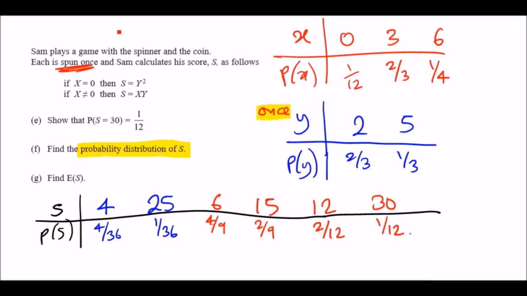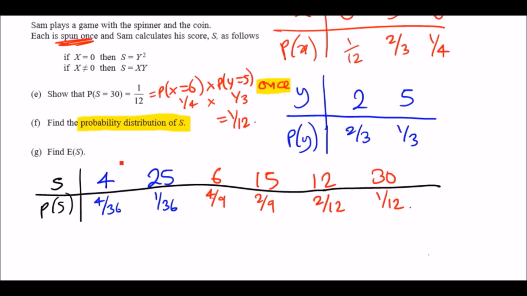So show that the probability s is 30. Well, just to actually show it, just say probability x equals 6 times probability y equals 5, and just fill out the numbers. So this was 1/4 times, y equals 5 was 1/3. And that should give us 1/12.